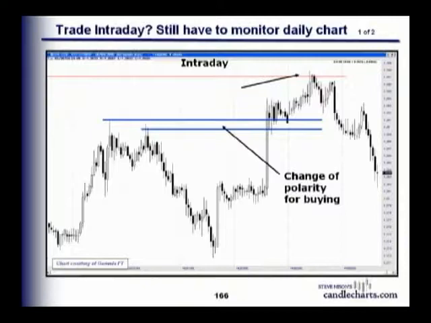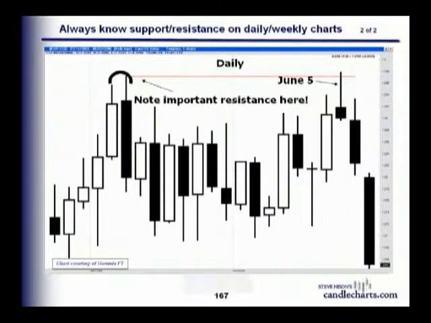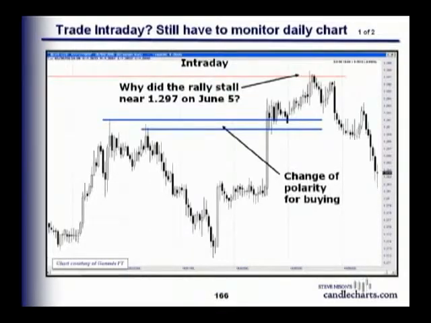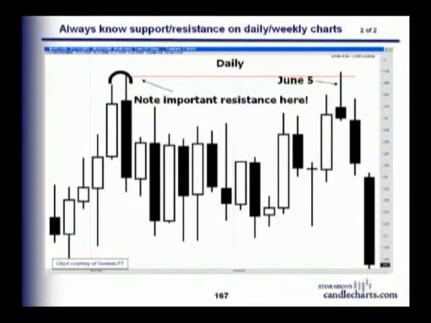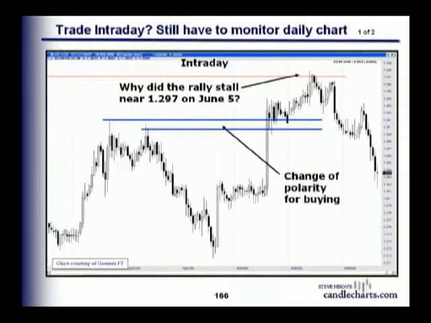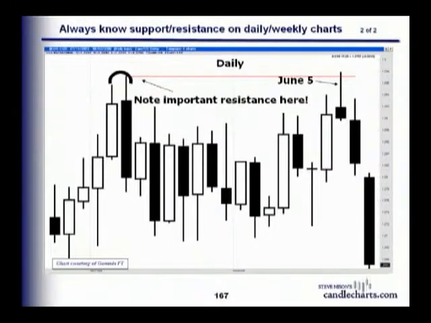and notice how the market stalled at that red line there. The reason the market stalled there, this is an intraday chart, is because the market had very important resistance. This is 129.70. This is June 5th. This is June 5th on the daily chart. And obviously during the session intraday, we don't know what's going to form a shooting star at the end of the day. But why do you think the market stalled there during the day on June 5th?